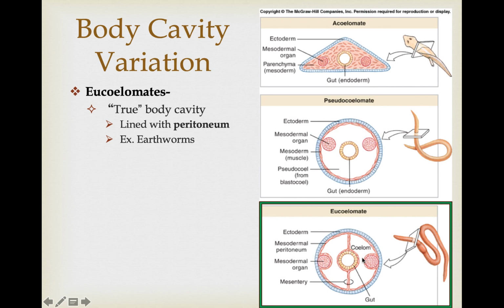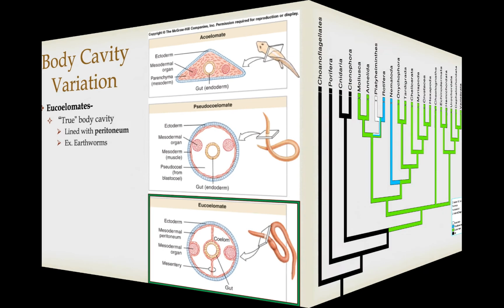also around the endoderm. And there's actually a connection between the linings of the endoderm and ectoderm, and this is actually what causes mesenteries that actually support the organs in animals that are eucoelomates. So an earthworm is an example of a eucoelomate. This complete lining of the body cavity is what we refer to as a peritoneum.